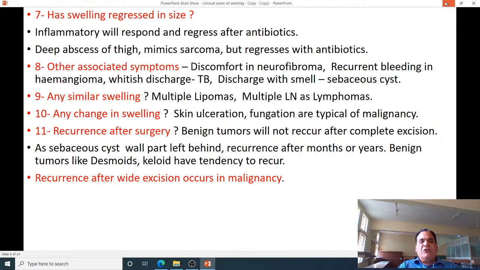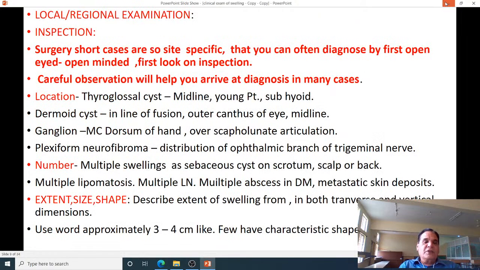And you have done everything very nicely. Wide excision done, 2 centimeters in all directions. Again it has recurred. Then you must think of malignancy. See, the history is taking us to the diagnosis. Then comes the examination. In history, you have come to a probable diagnosis, but you should not tell. Don't jump to it. Now our role is systematic, as a doctor. What is it? First come first. It is inspection.